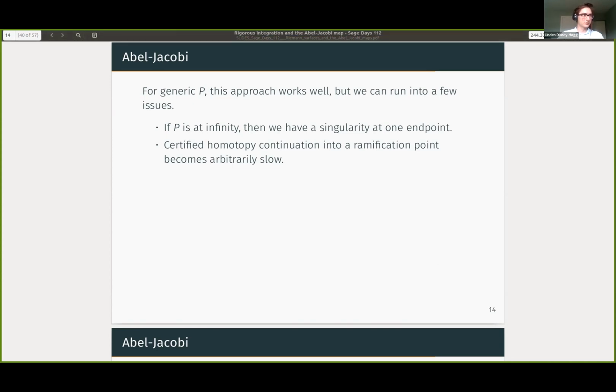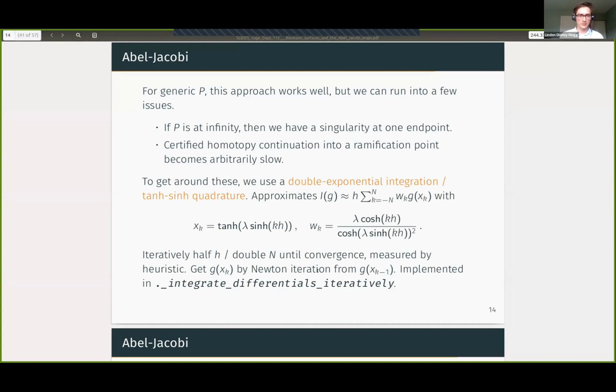And effectively, the answer that we came up with was cheat and not do anything smart. So what we did was use double exponential integration. This turns your finite region, -1 to 1 that you're integrating over, to a doubly infinite region. And we use a different set of weights of nodes. And we can then use, in the same way that previously was implemented in Gauss-Legendre, just double up n, heuristically get the error bound. And that goes on underneath in the background of our Abel-Jacobi implementation when you go into one of these nasty points. And this goes in this method, integrate differentials iteratively.